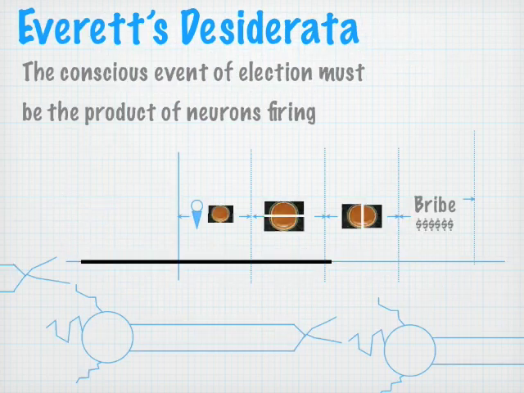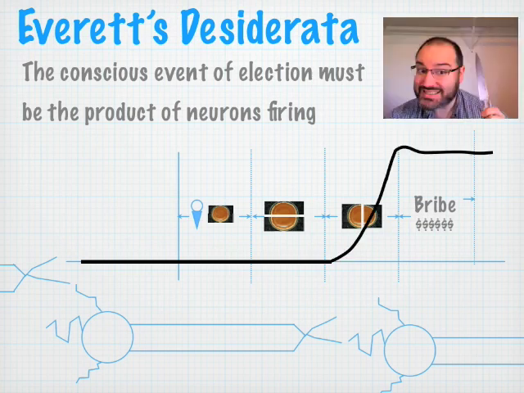Now your second one: the conscious event of the election must be the product of the neuron firing. Well, a non-deterministic amount of time happens. There's no physical cause for when this is going to fire. The story is completely incomplete, but sure enough, the neuron fires and I do my election. So I satisfied your second one. Okay, Everett, I hope this satisfies you. If it doesn't, I'll try again. Just give me another list of demands, and I'll see what I can do to release the hostages.